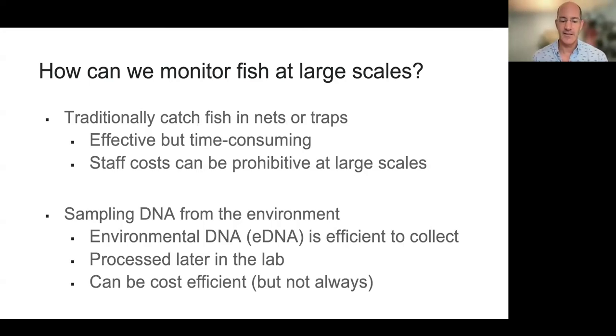But some of the times that it's less cost efficient is, if you want to go out once and take a few samples somewhere to see if a fish is living in a spot, the fastest way to do it, if it's a common fish, might just be to go catch it in a net. The DNA piece could be expensive, but in general, it represents a potential cost savings.